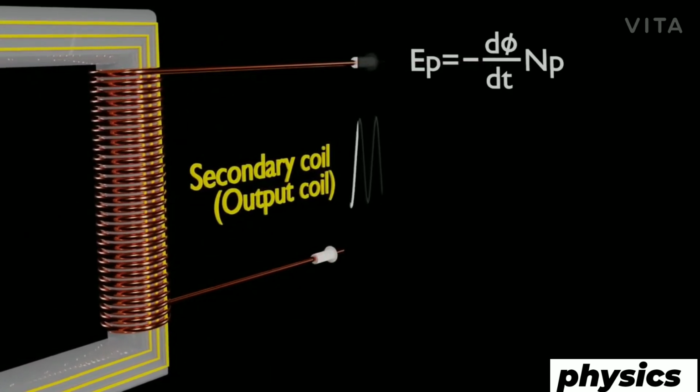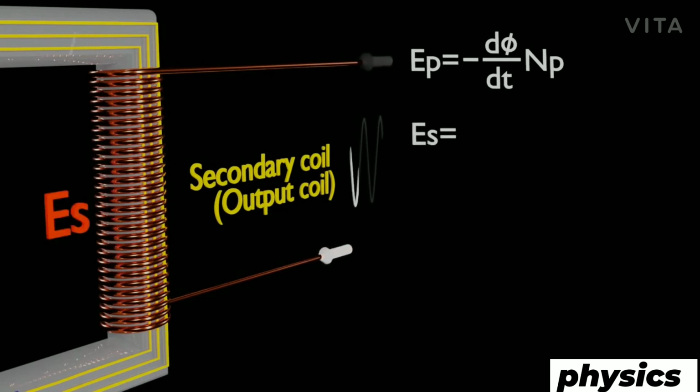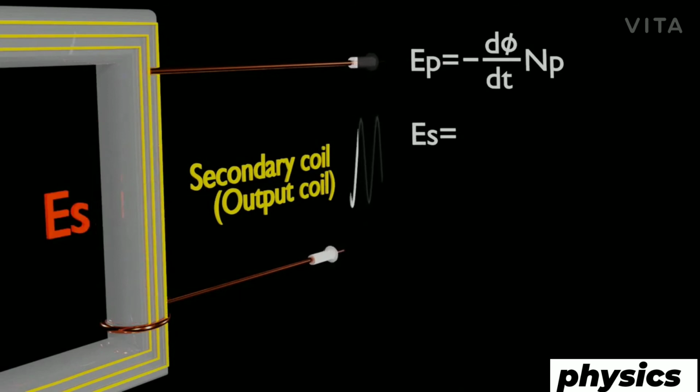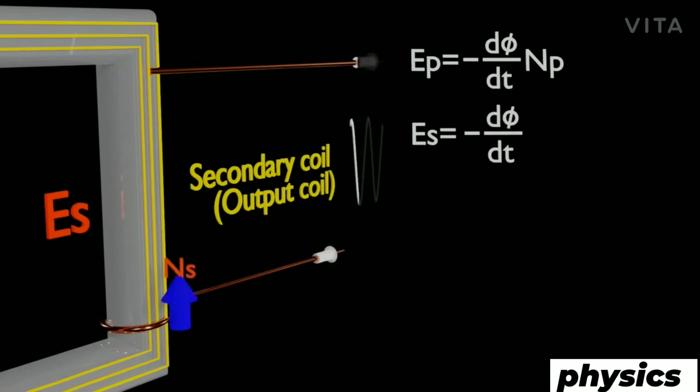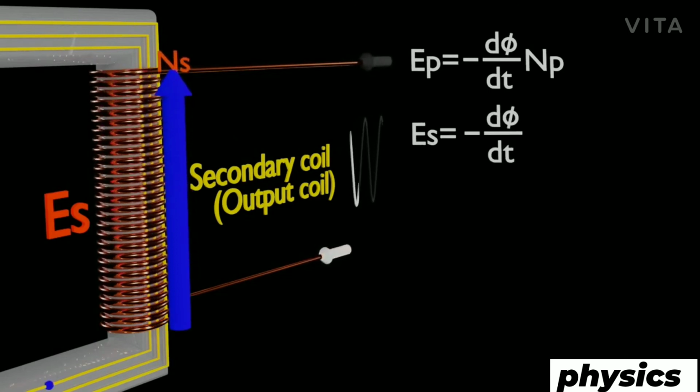And now for the secondary coil. Because of mutual induction, the total EMF induced in a secondary coil ES is equal to the EMF induced in a single turn of the secondary coil because of the rate of change of magnetic flux d phi by dt, multiplied by the total number of turns in the secondary coil NS.